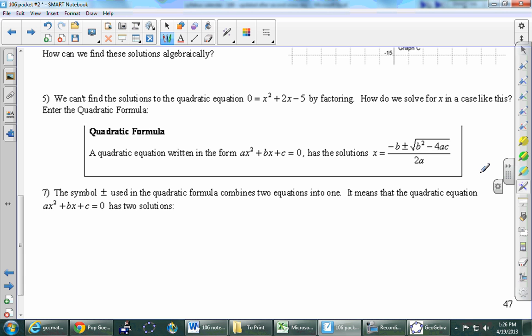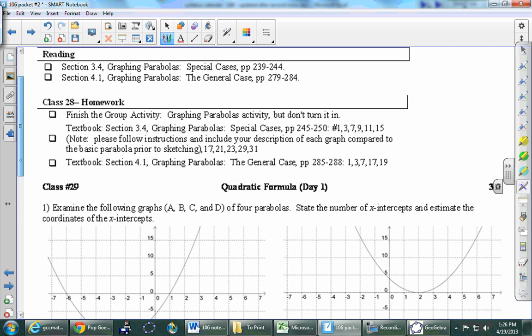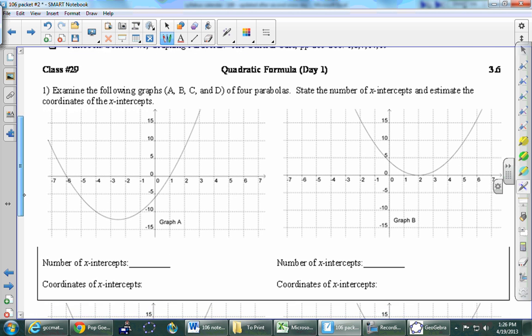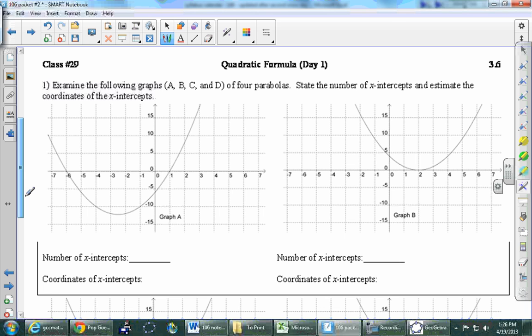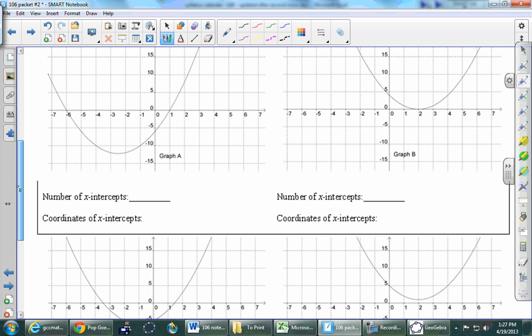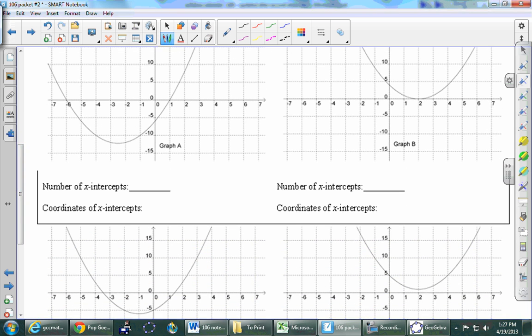Okay. All right, so let's come back here and start at number 1. Examine the following graphs. Okay, let's try the first one together, and then real quick, you can do the other 3 with your neighbors. So graph A is the top left. Looking for x-intercepts, I'm just going to put dots on them.